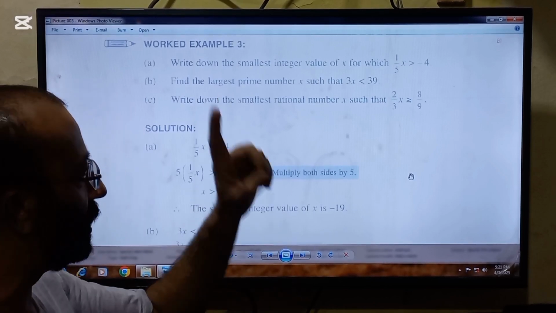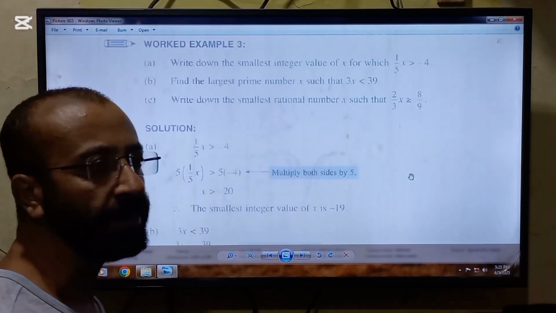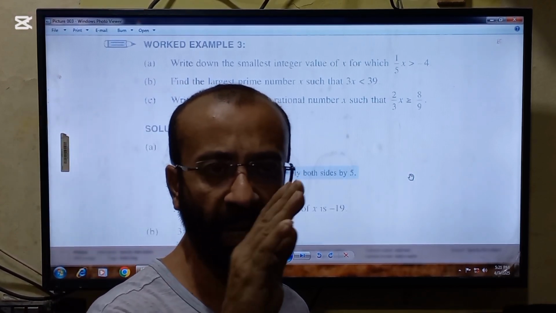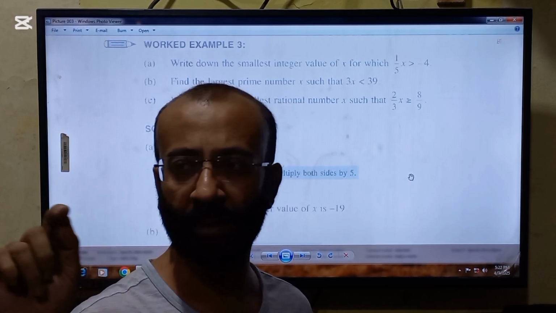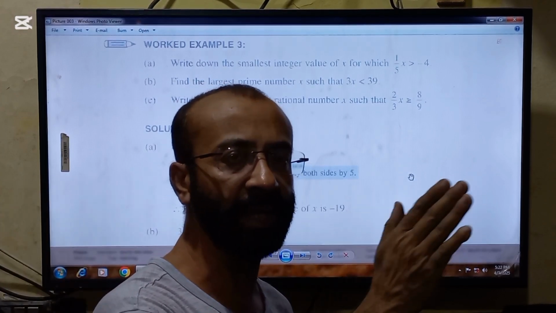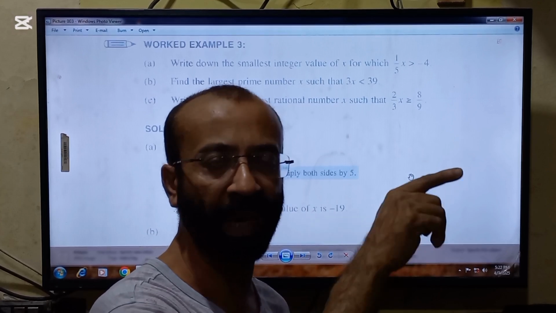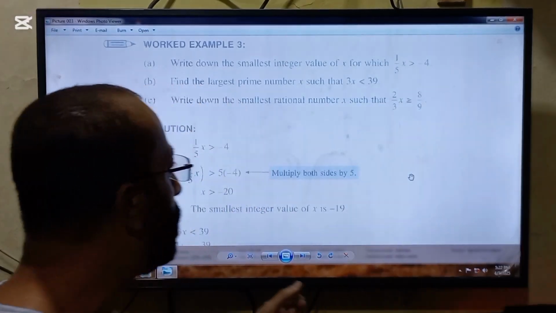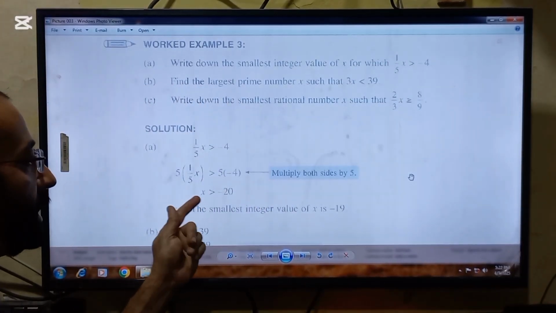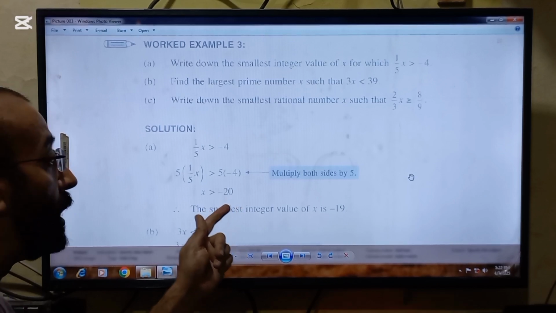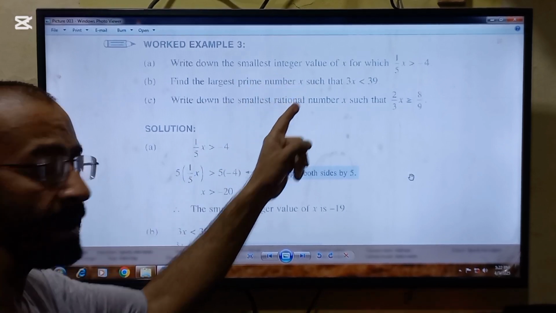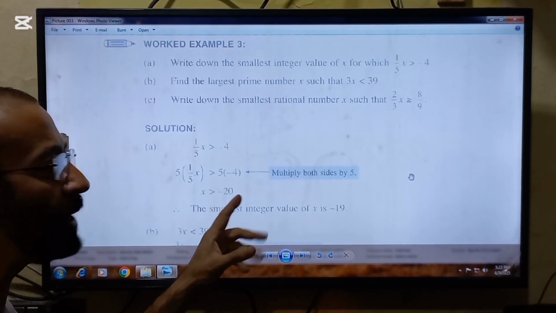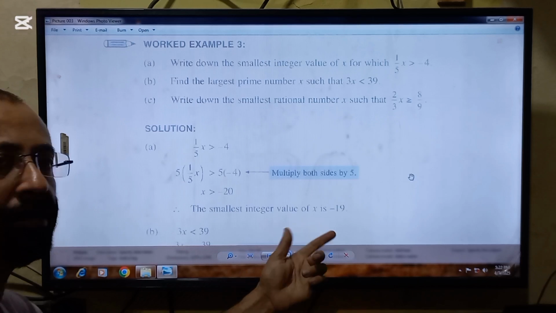But now you should remember the concept of the integers. You will remember integers are 0. 0 is the neutral number, and to the right of the 0 we have 1, 2, 3, 4 and so on, and to the left of the 0 we have -1, -2, -3, -4 and so on. These are integer values. So we remember the concept. Now we have this inequality, x is greater than -20. The requirement is the smallest. So the smallest number satisfying this inequality, what will be the smallest integer? That will be equal to -19.